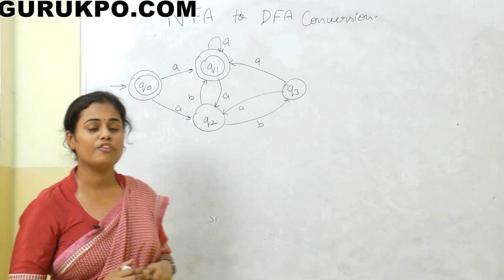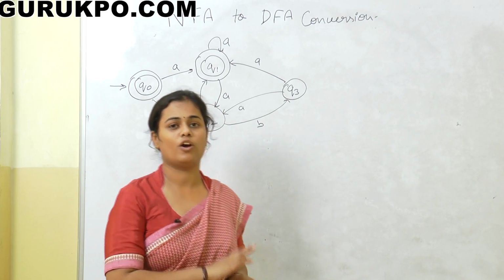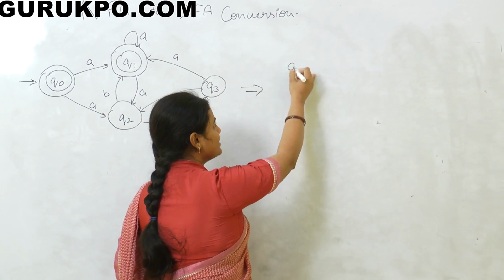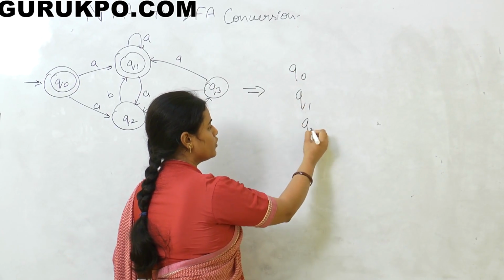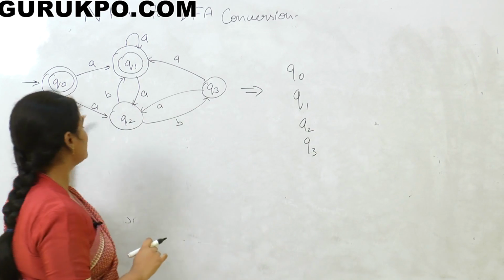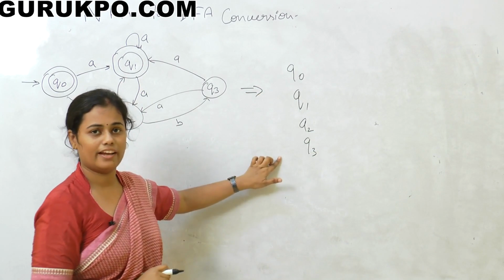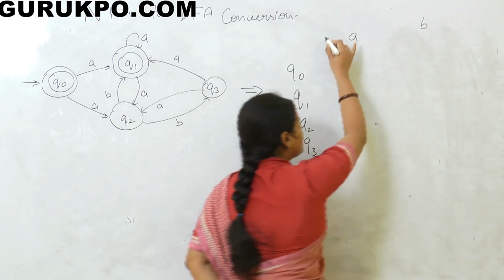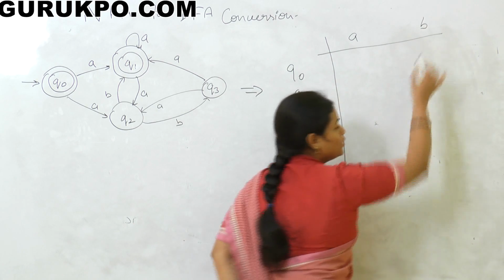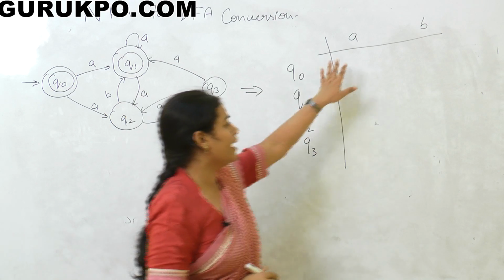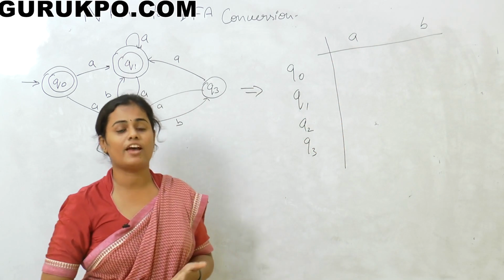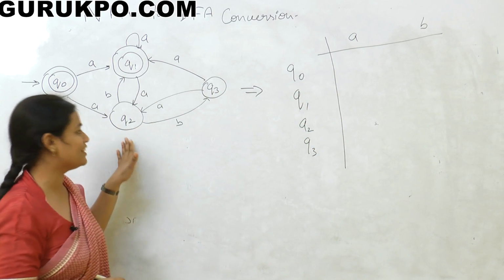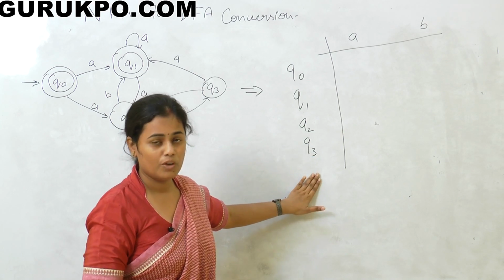Q2. First of all, we need to make a table of this NFA. For that, I will write all the states here, and on this side I will mention the inputs. For this example, we only have two inputs, so we write A and B here. For another example, when we have more than two inputs, we can mention all the inputs here. We have to represent this NFA in tabular form.